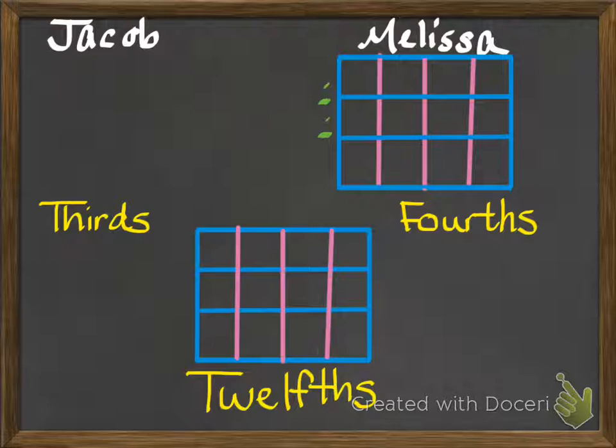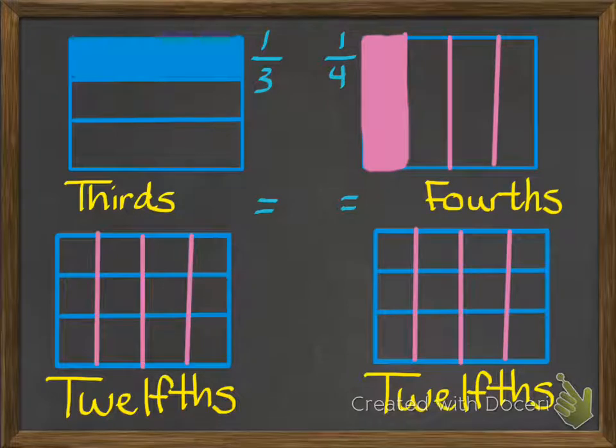So what I did is I found a rectangle and I divided it into equal pieces that still shows the same amount that Jacob had. It still shows the same amount that Melissa had. It's just cut into a different amount of pieces. Here's an example. If I took Jacob's and I want to compare 1/3, and I have Melissa's and I want to compare that to 1/4, when I cut the rectangles into 12ths, it's still the same size rectangle. It just looks a little different.